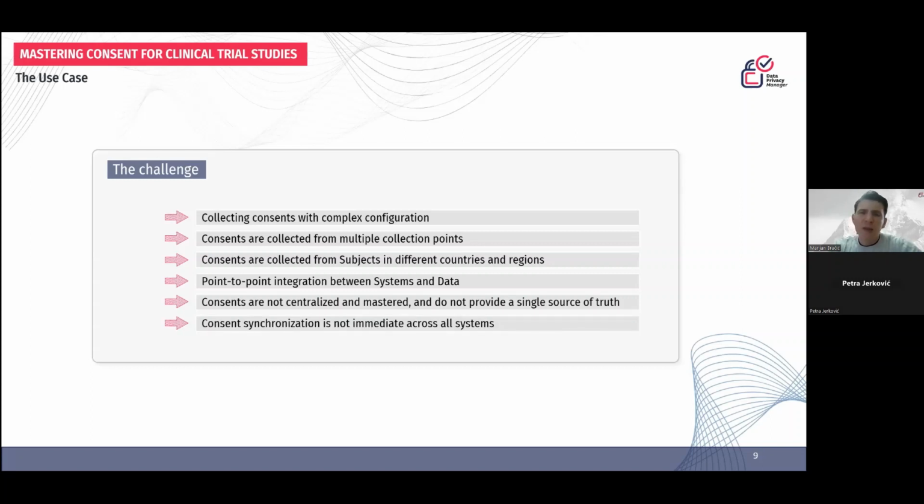And also, typically, the synchronization of consents is not immediate across all systems. So there is typically a lag. Maybe you need to wait for a day, maybe even more. But it is also a very, very big challenge for companies because you are never sure at one point in time, do you have up-to-date and correct information, and what you can actually do with the data.